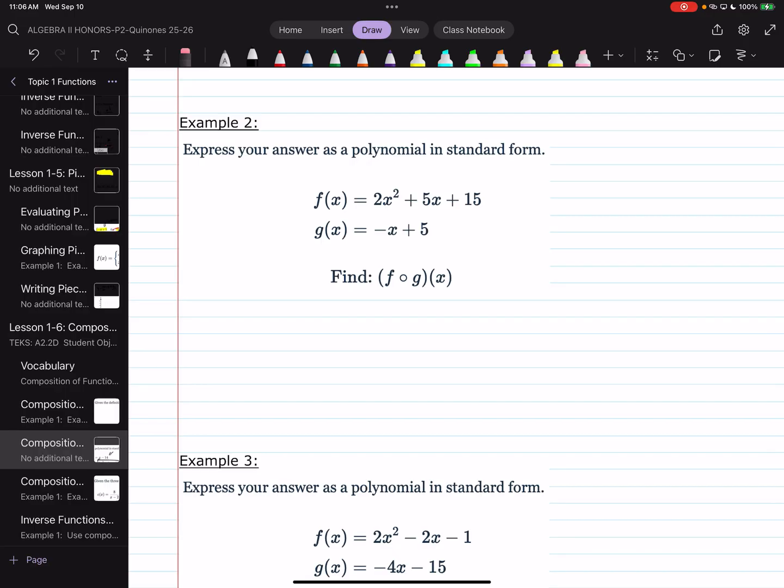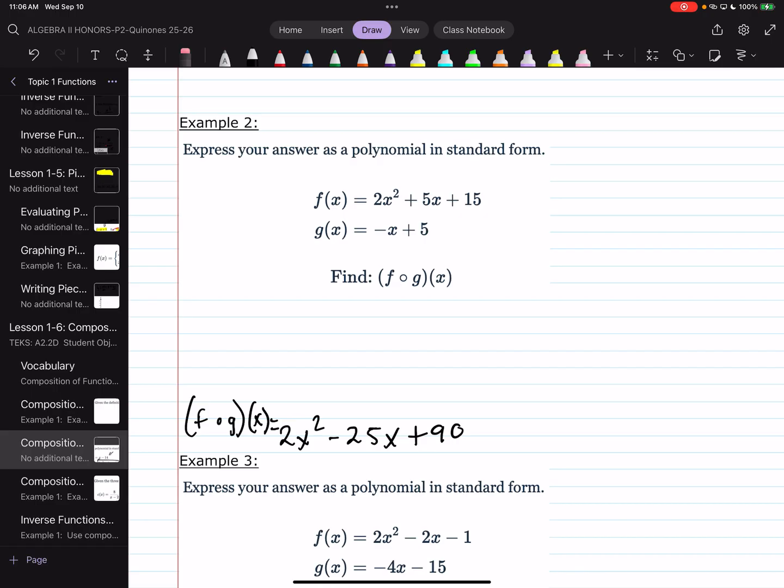Alright everybody, I'm just going to take the liberty here. Let me first start by revealing what the answer is. The answer for this is 2x squared minus 25x plus 90. That is what f of g of x, or better said, the composition of f and g of x is equal to. I'm going to walk through it.